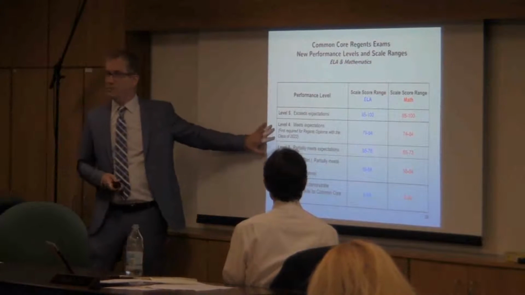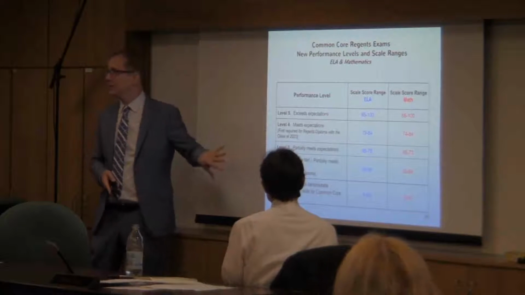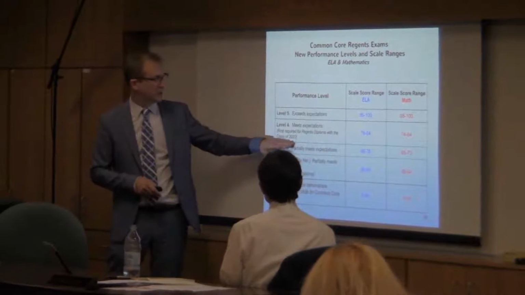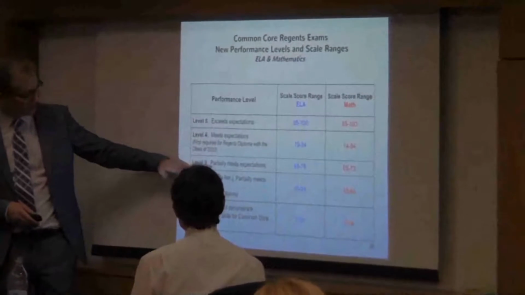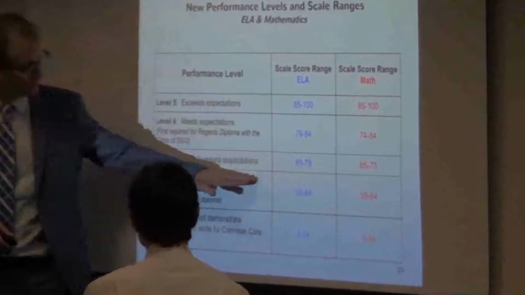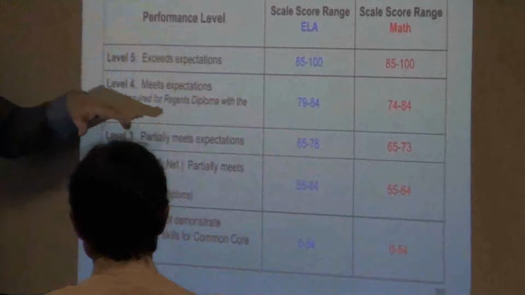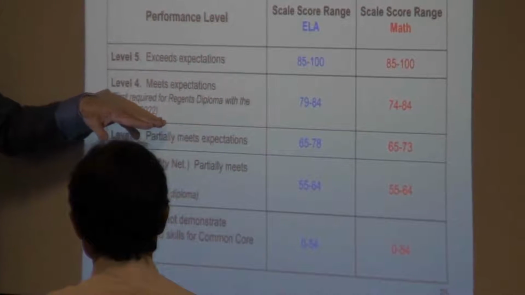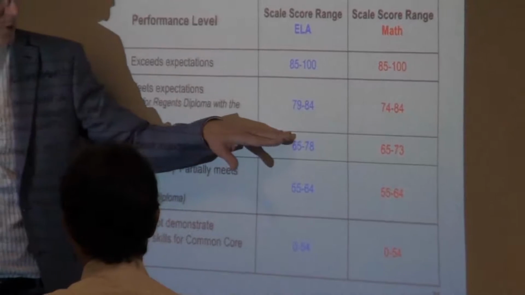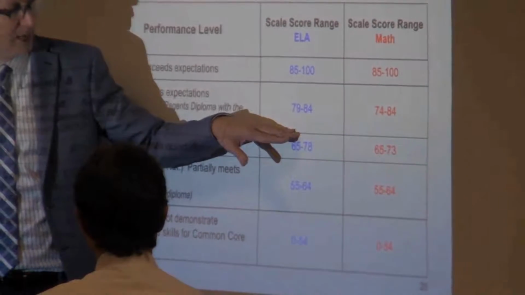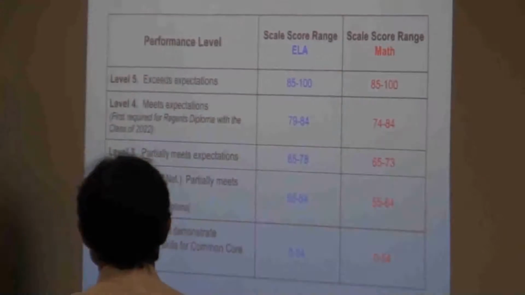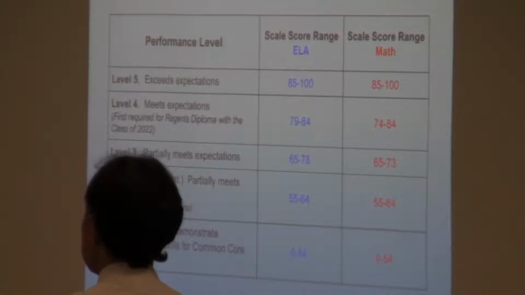And Brett was referring to this. This will be the new expectations for the graduate of the year 2022. Currently, students can meet proficiency at this level, in ELA and math going at 65 for both. Starting in 2022, proficiency or passing will be a level 4, which is 79 for ELA on the scale score and 74 for mathematics.